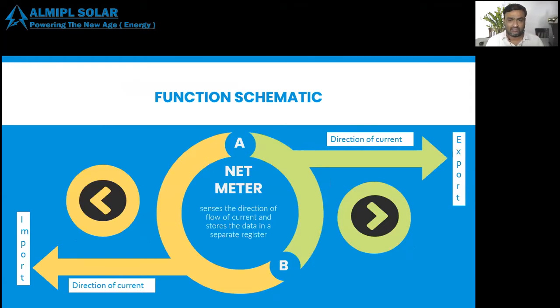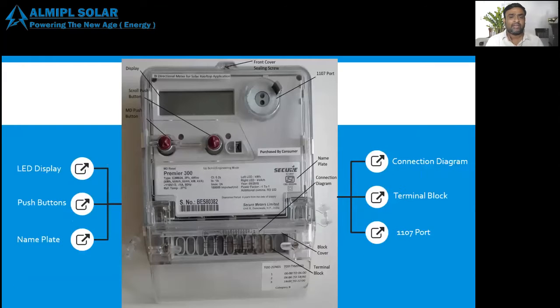Functional schematic. The net meter senses the direction of current flow and stores the data in a separate register. So, whichever direction the current is going will be registered. This is the net meter display. An LED display is there, push buttons are there, a nameplate is there, a connection diagram, a terminal block, then the 1107 port. These are the components in a net meter.